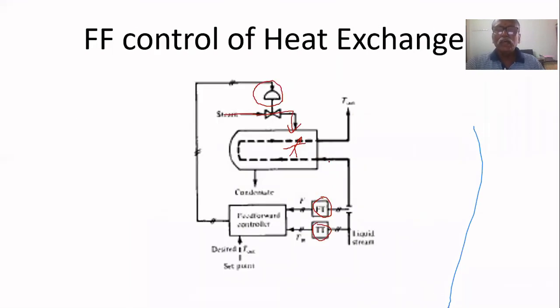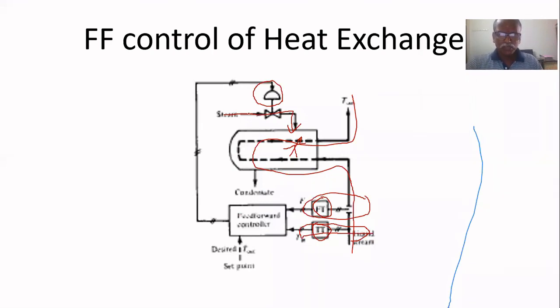Here, the feed is entering into the heat exchanger. We have two disturbances. One is flow rate as a disturbance. Another one is inlet temperature. If both are considered as disturbances, then we can design one controller for flow rate and another one for inlet temperature.